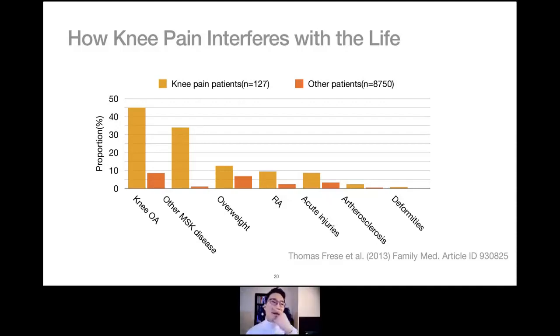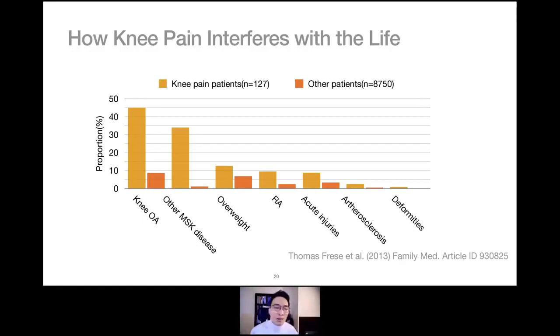The researchers compared the knee pain patients and other patients. The yellow bar means the knee pain patients, who complain of knee osteoarthritis and, at the same time, other musculoskeletal diseases, overweight, and rheumatologic arthritis. So based on this research, we can think that knee pain patients complain of more than one symptom, including knee pain. So we have to listen to their other symptoms at the same time, and I believe we can go further with them, including those symptoms.